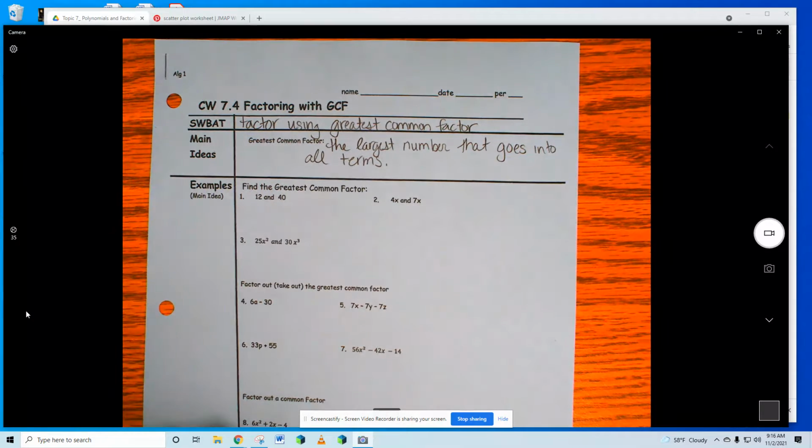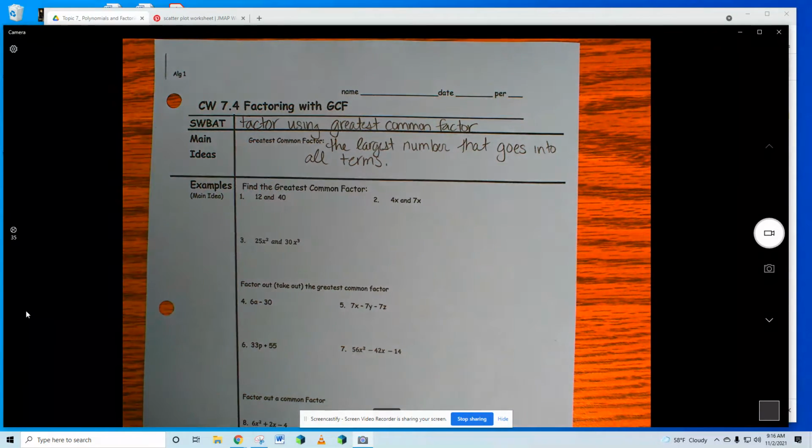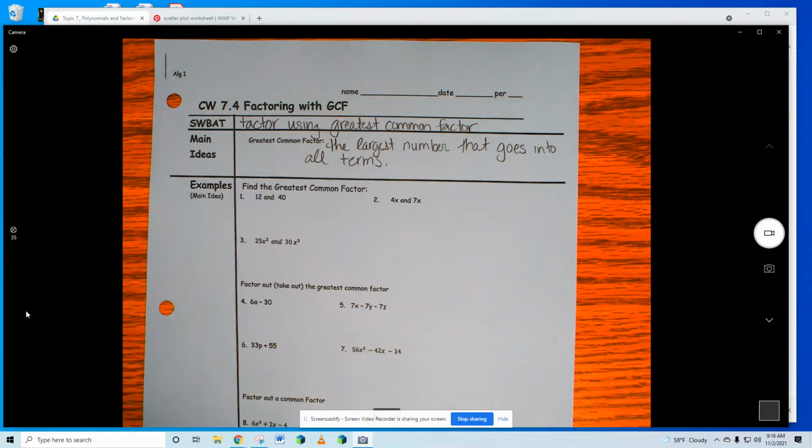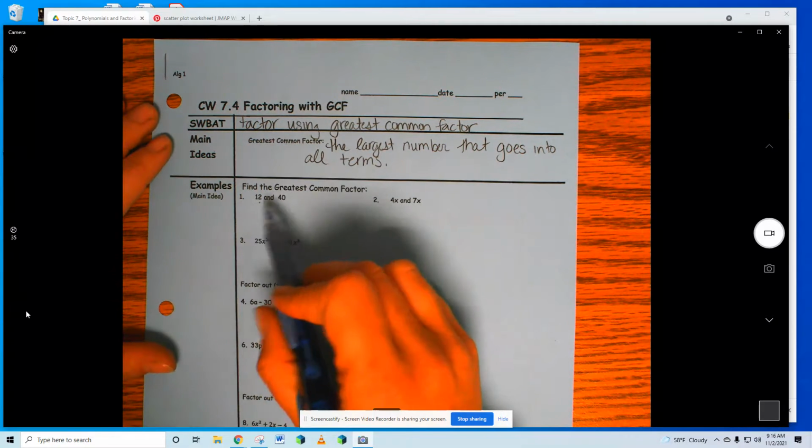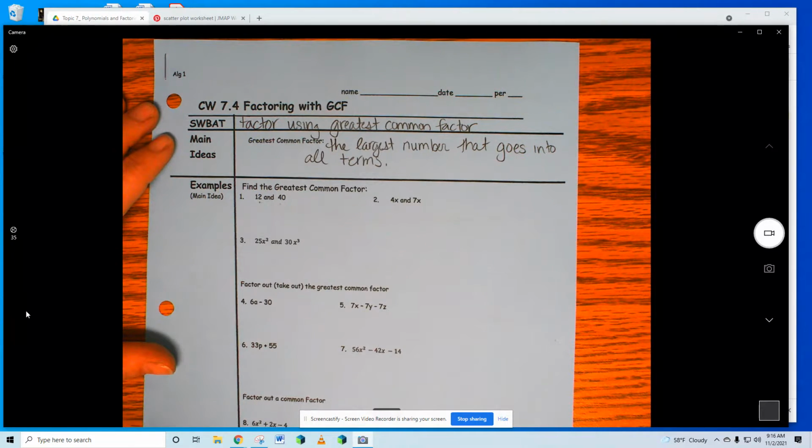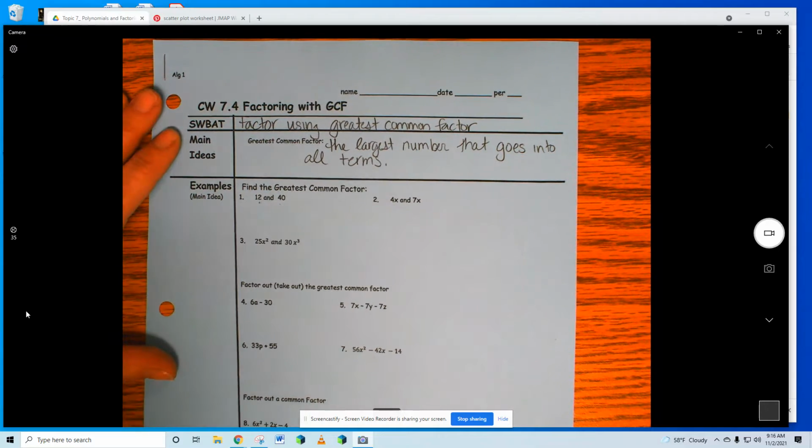This is definitely something that you would have seen in elementary school and possibly a little bit in junior high, where they slowly start to talk about, think of a number that goes into both of these. And we're going to do that today, but we're going to divide it out of a polynomial. So let's look at 12 and 40. This is how your teachers would have taught you to do it back in elementary school.